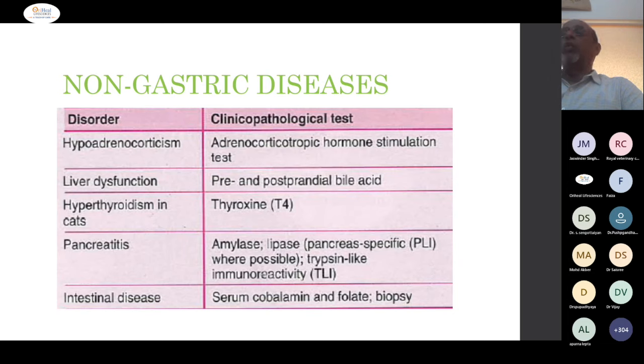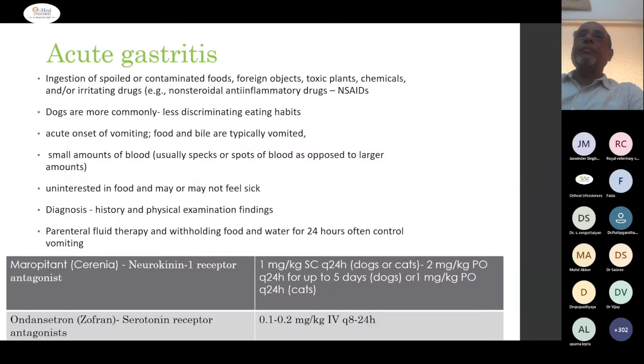Hyperthyroidism in cats: total T4 is an excellent diagnostic of hyperthyroidism in cats. Pancreatitis: amylase, PLI and TLI, pancreatic specific trypsin-like immunoreactivity, both can be diagnostic of pancreatitis. Intestinal disease: serum cobalamin and folate, and biopsy. Whenever you think about SIBO, small intestinal bacterial overgrowth, you can think about serum cobalamin, folate, and of course biopsy.